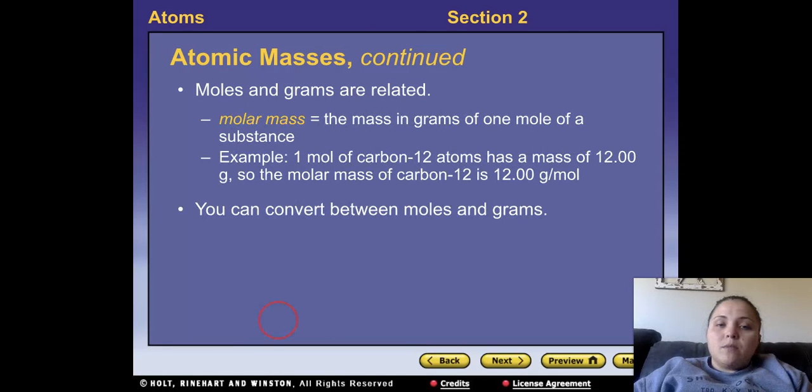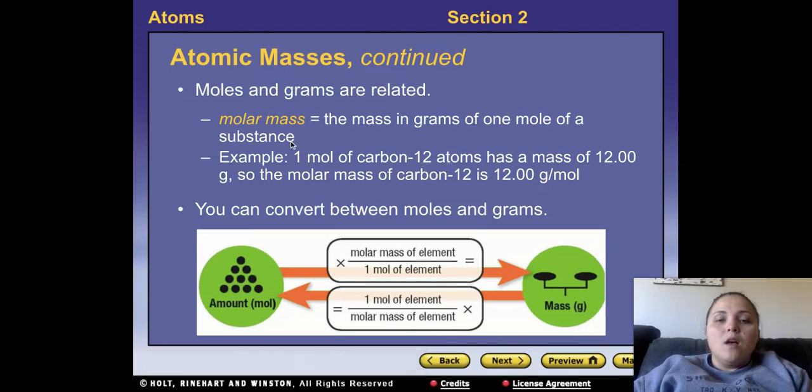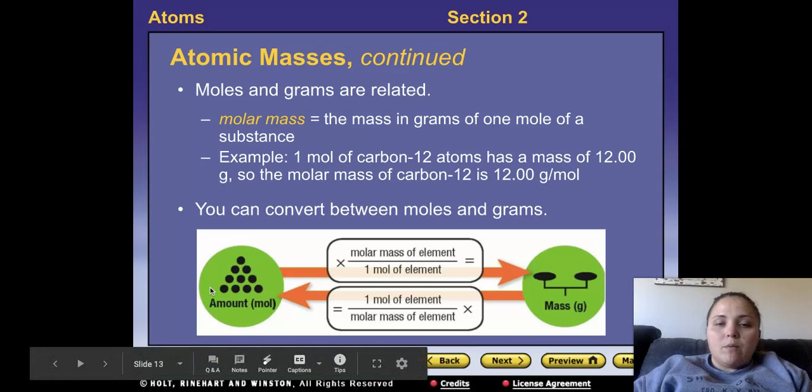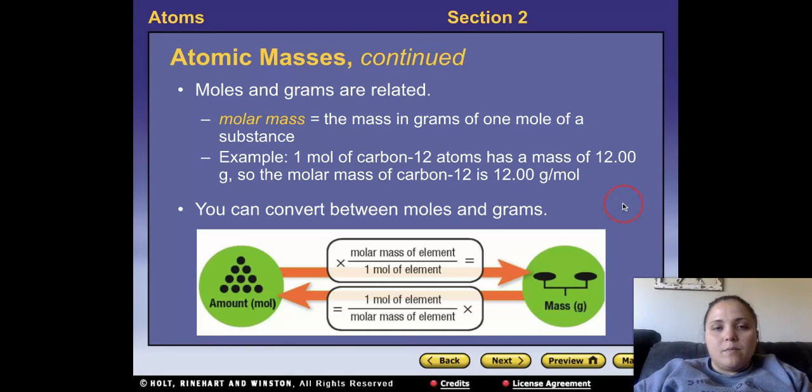Moles and grams are related. Molar mass is the mass in grams of 1 mole of a substance. For example, 1 mole of carbon-12 has a mass of 12 grams, so the molar mass of carbon-12 is 12 grams per mole. We can convert back and forth between moles and grams using some different formulas. Now, we won't be doing this very much, but you do need to know what molar mass is.